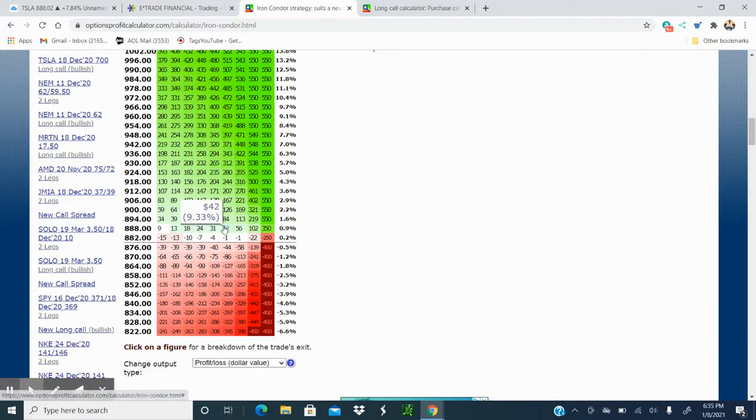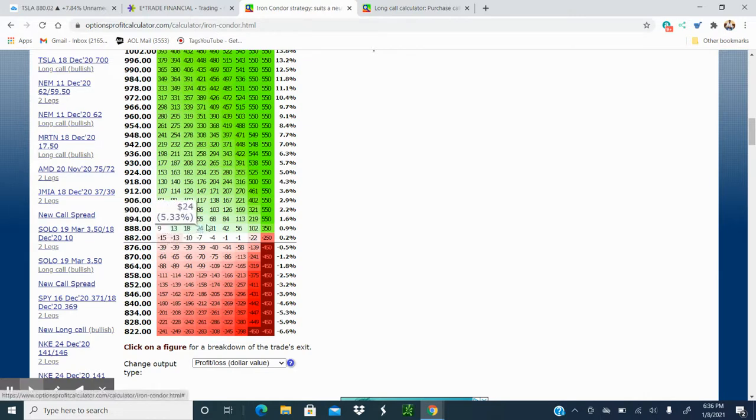You see? Now you can still make money, right? So if you're still in the green, let's say the next day your Tesla is under 890, so it's under the short call, right? As long as it's above the one you bought.